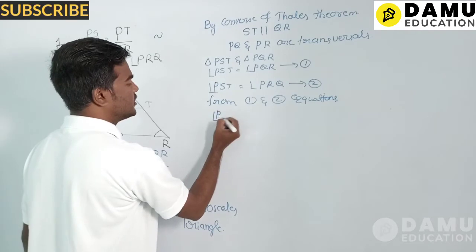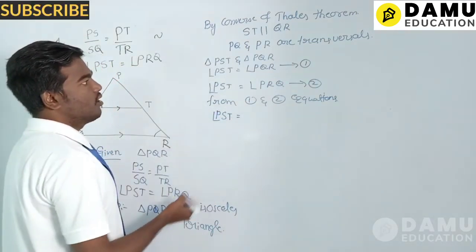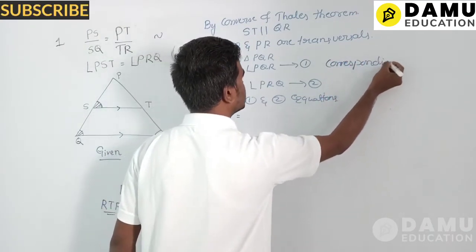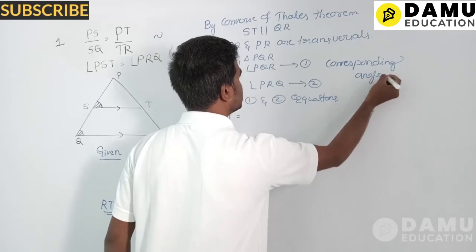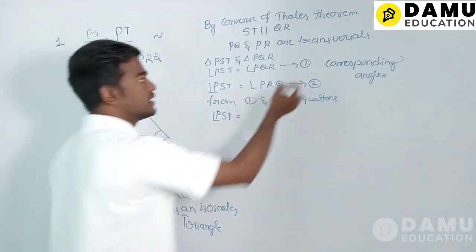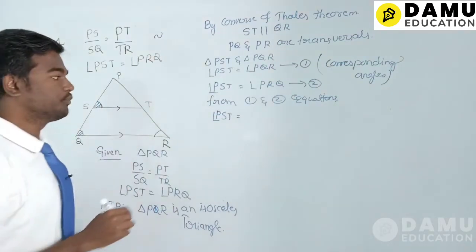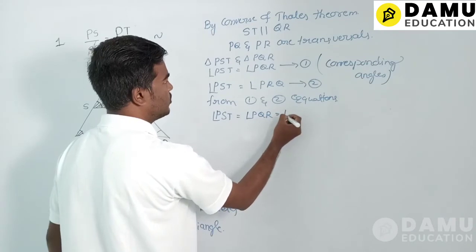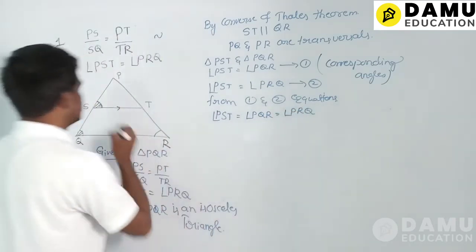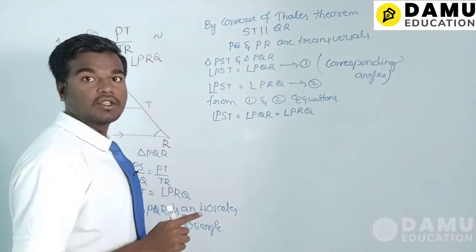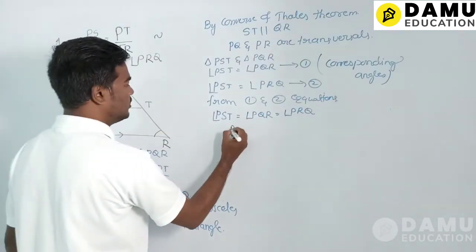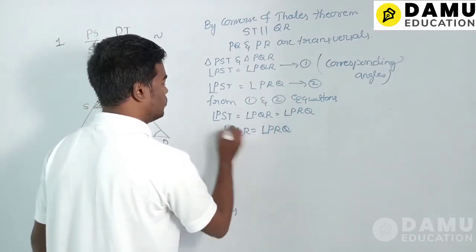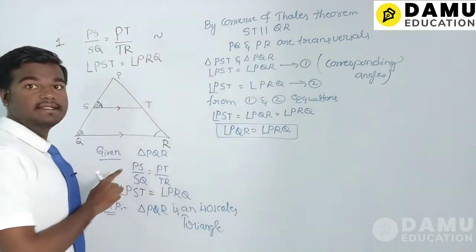From both equations, by using corresponding angles, both are equal. Then angle PST is equal to angle PQR, which is equal to angle PRQ. Then we can write angle PQR is equal to angle PRQ. Hence it is proved. Why?